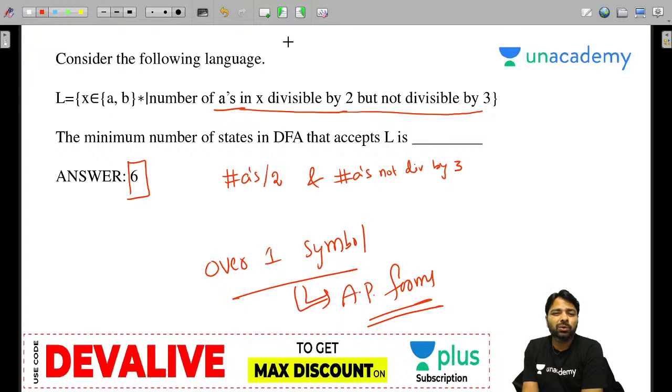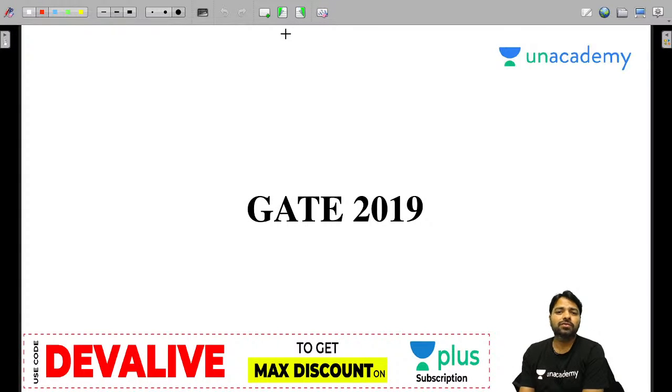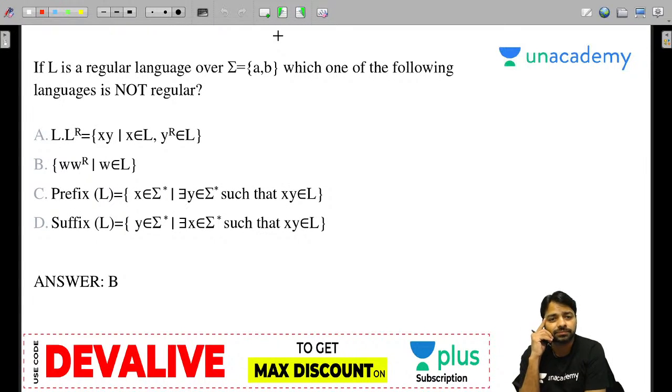Okay, but is anybody doing 2 into 3? Luckily it worked in this exam question, but in future, if this is the question, 2 into 4 is 8, which is wrong. Don't answer it. Fine. That's about 2020. Most of the questions are tricky. Now we will move to 2019.